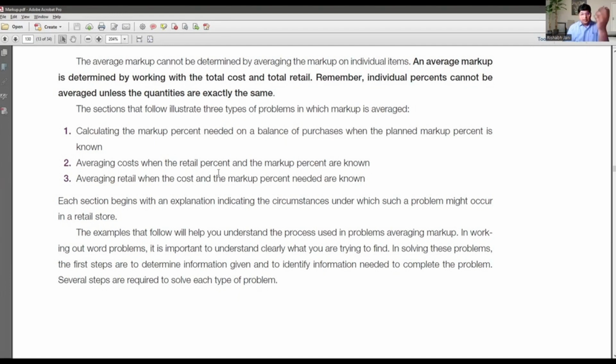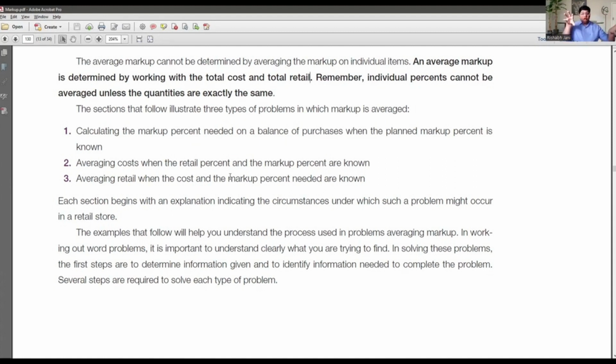Okay, let's just pick a date. Let's say 1st October is the next season. So October, November, December, a 3-month cycle. October 1st is the first day of when purchases are made, right? You have your planned markup percent on those purchases.